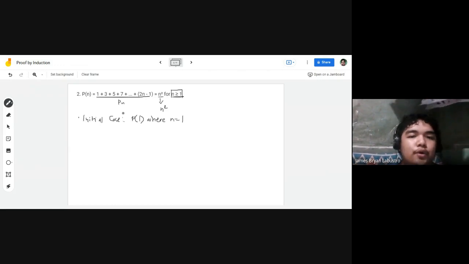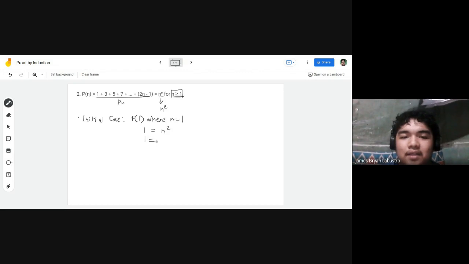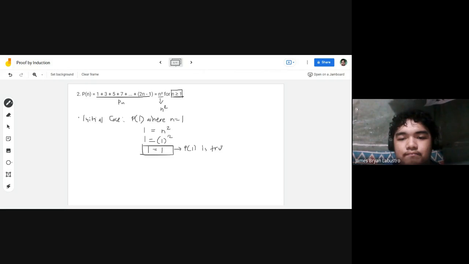So there are two cases. It could be 2n minus 1 equal to n squared, or 1 is equal to n squared. But to figure it out easily, we're going to use the first term 1. So we have 1 equal to n squared, then let n be number 1. So 1 is equal to 1. So therefore, we prove that P of 1 is true. Okay, so P of 1 is true.